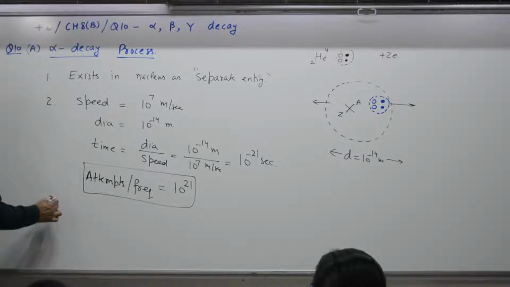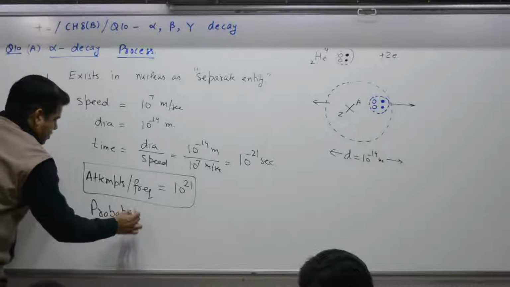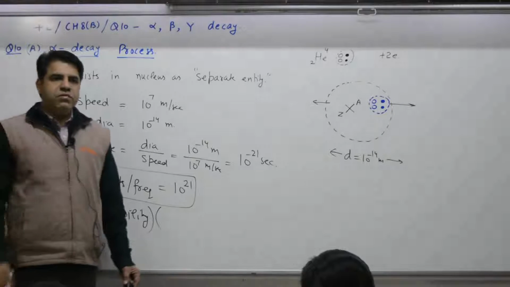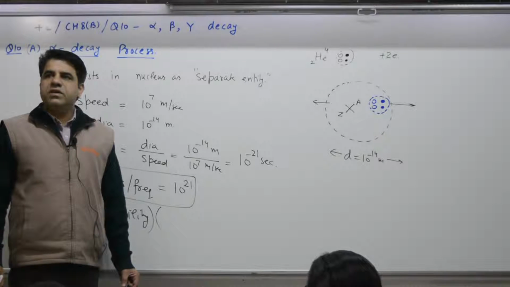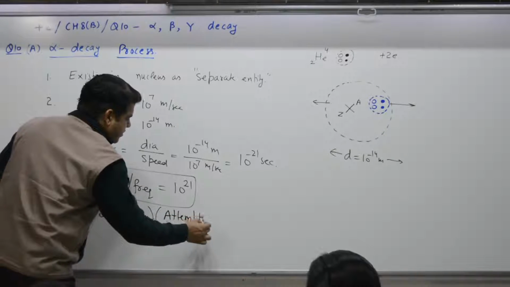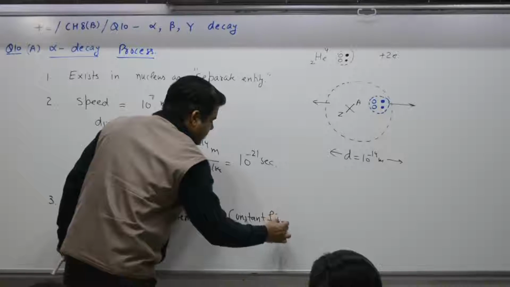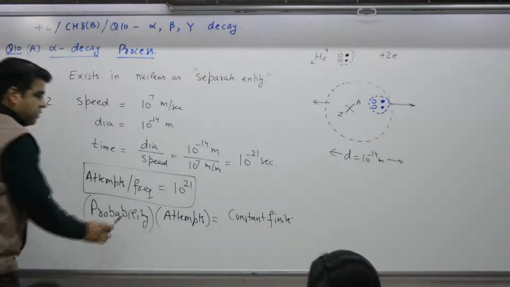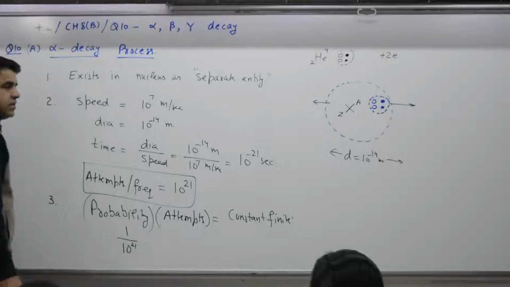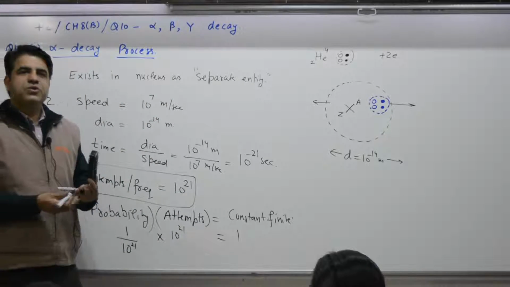Now there is a theory. If the probability of doing something is very low, 1 in a million, 1 in a billion, 1 in a trillion, you can increase the number of attempts. Probability into attempts is a finite constant. Means if the probability is small, say one chance in 10 to the power 21, and the attempts are 10 to the power 21, then you succeed.